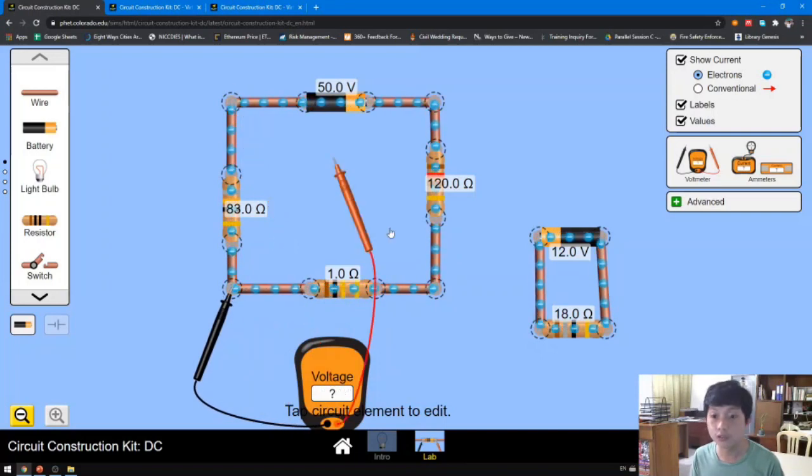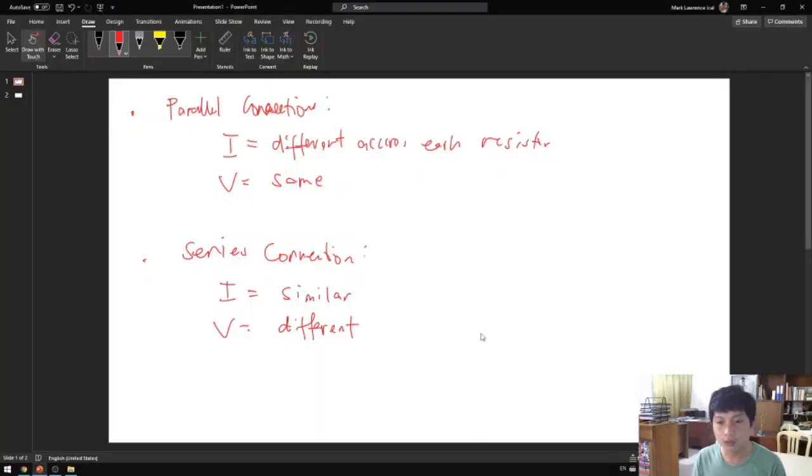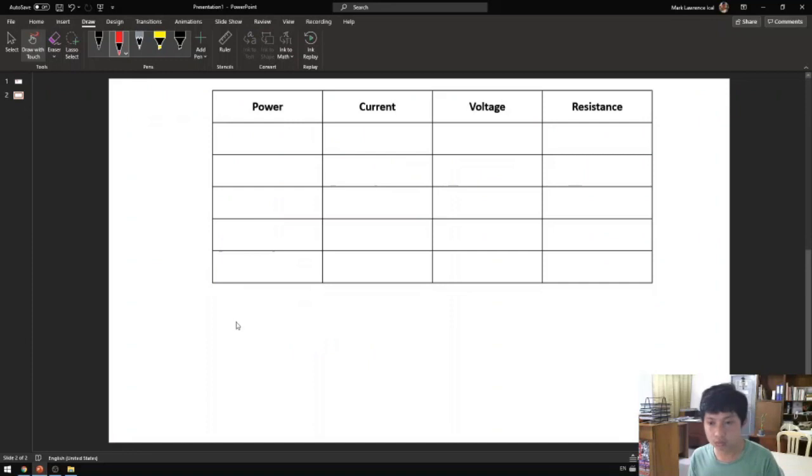20.3, so it's different. Now, this is true: current is different across each resistor when they're in parallel. Voltage is the same when you talk about parallel connections, and in series we have the similar but different. Now let's try to think about this.